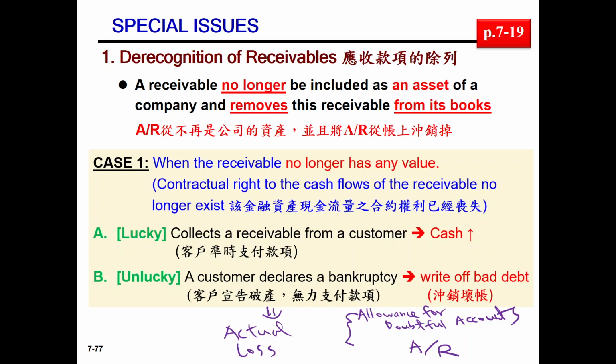Why? Because you really cannot get the money back from customers. If you're lucky, you got the cash. So what does that mean? You got the cash. Also, you don't have accounts receivable. Okay? So that's from your first year. We talk about whether you are lucky or you are unlucky.